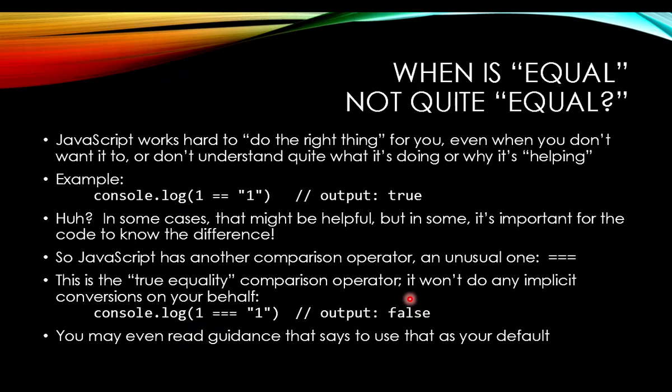So you will see some recommendations online that you always use this, because most of the time you kind of want to be very specific. So you could just use the triple equal all the time unless you want it to be sort of wiggly. And if you want the wiggliness, you can use 2 equal signs. So use that as you will, but that's an interesting operator that JavaScript has that you will not see elsewhere.